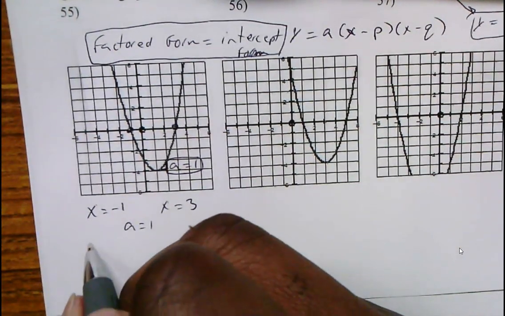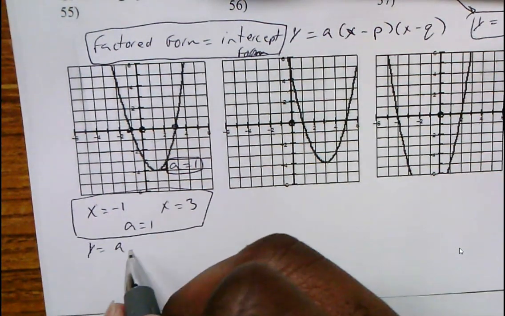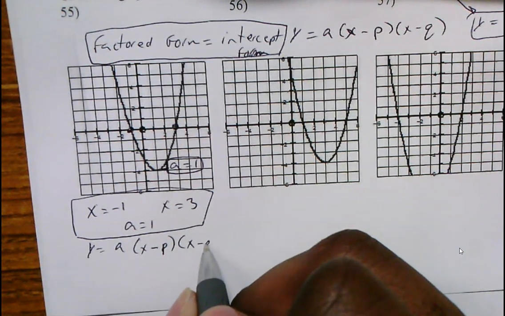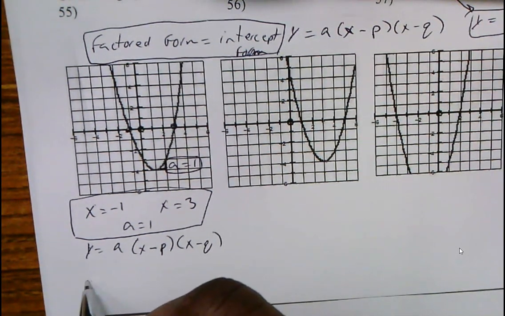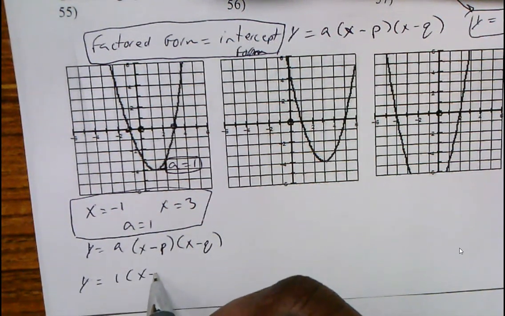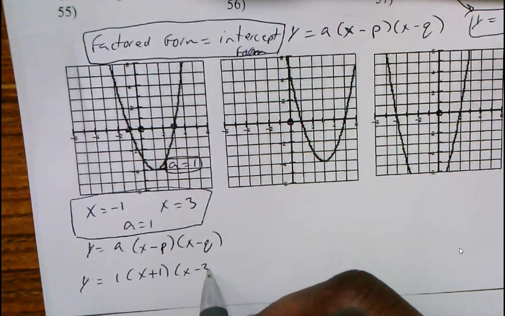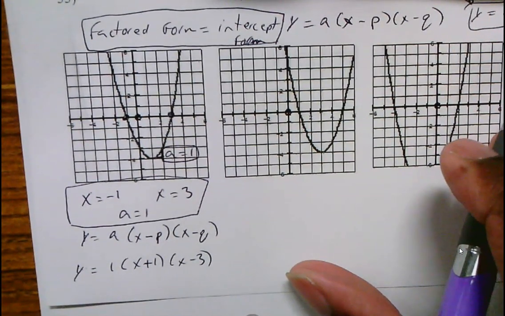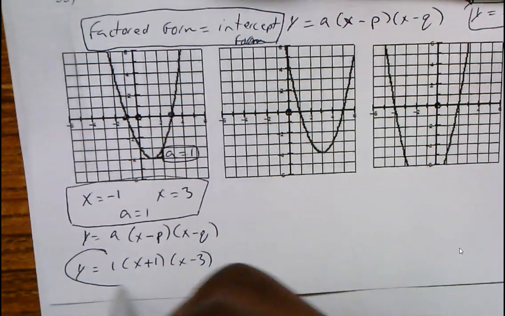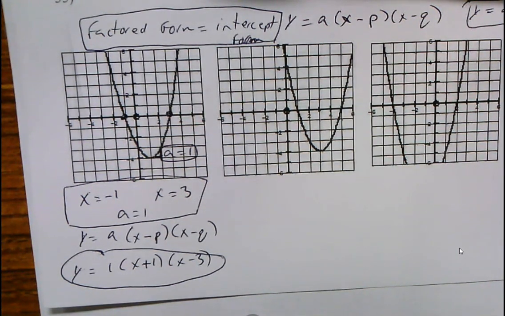So the equation in the form y equals a(x - p)(x - q) is going to be y equals 1(x - -1), which means x plus 1, and then (x - 3). So that is the intercept form or factored form. We'll talk about writing in standard form next, but that's the factored form.